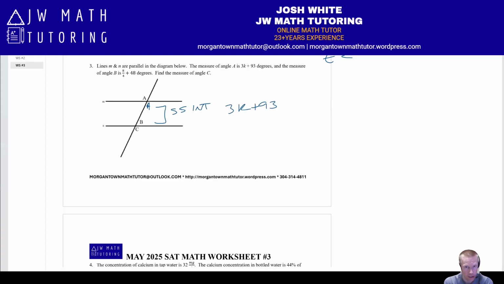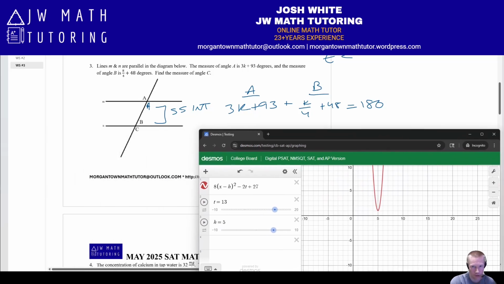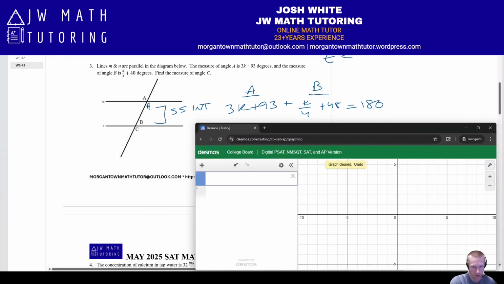So 3k plus 93, which is A, plus k over 4 plus 48 adds up to 180. Now, just to save time in solving this out, I'm just going to go straight to Desmos. And because it's in terms of k, I can just do a regression.